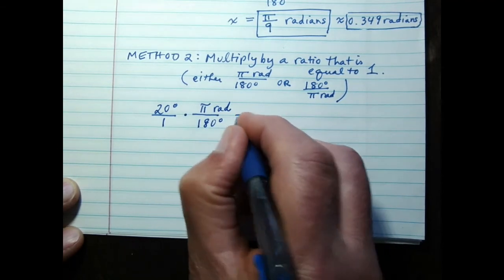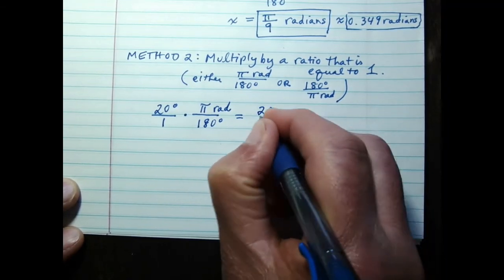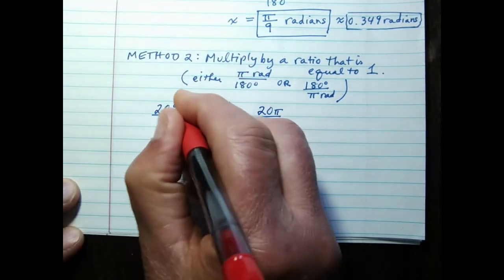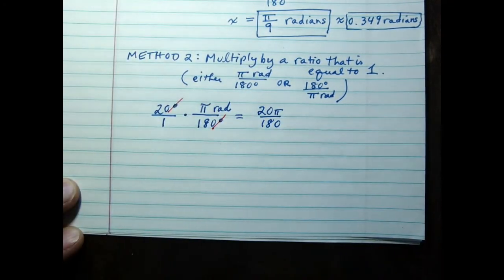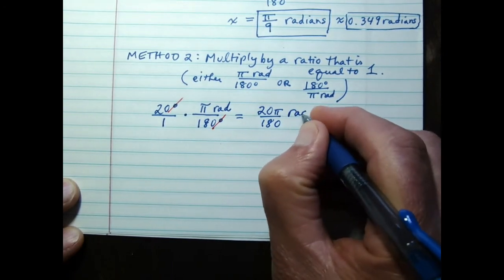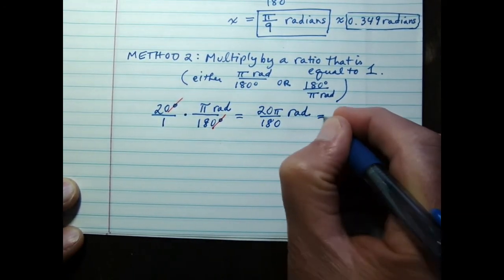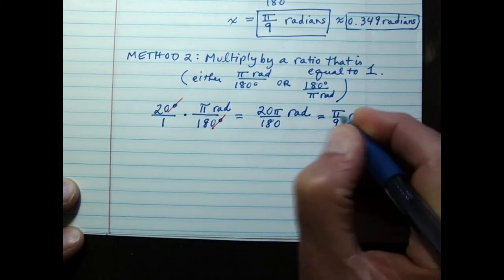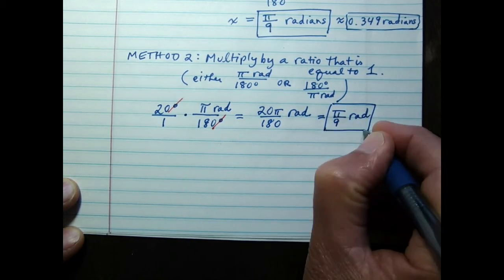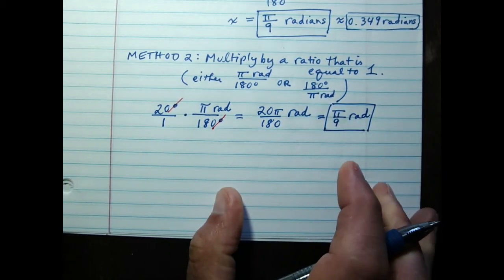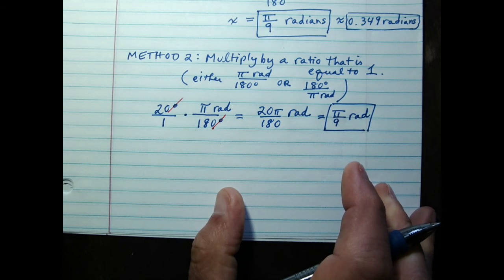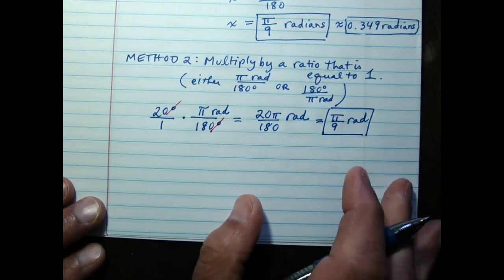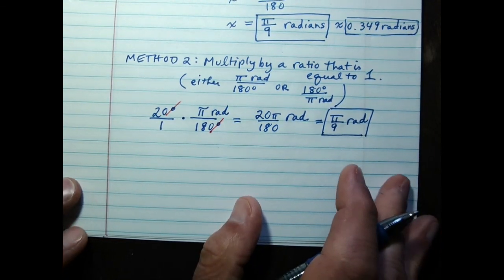And so using unit analysis here, I get 20 pi over 180 just by multiplying. Again, the degrees, I'll cross these out in red, cancels out. But the radians doesn't go away. The radians stays. And there it is. I can reduce that to pi over 9 radians. You can write RAD for radians. So that's the same answer as we got using method 1. Method 1 or method 2. Either way, you can choose to do this conversion.